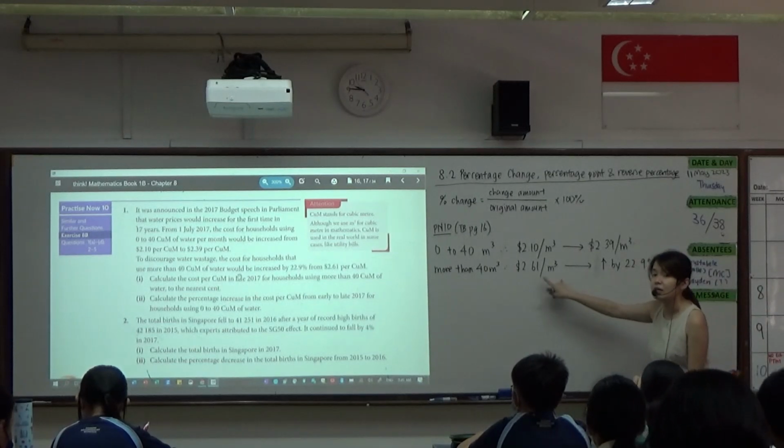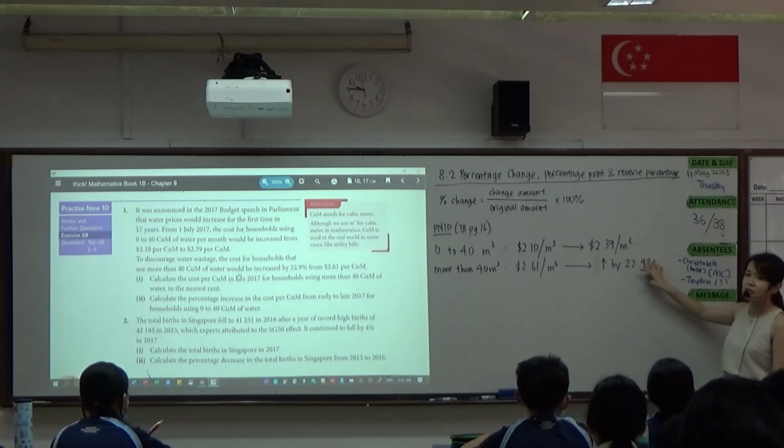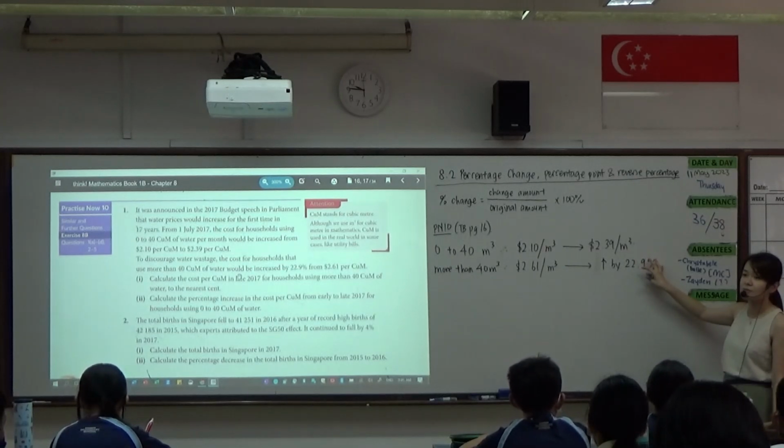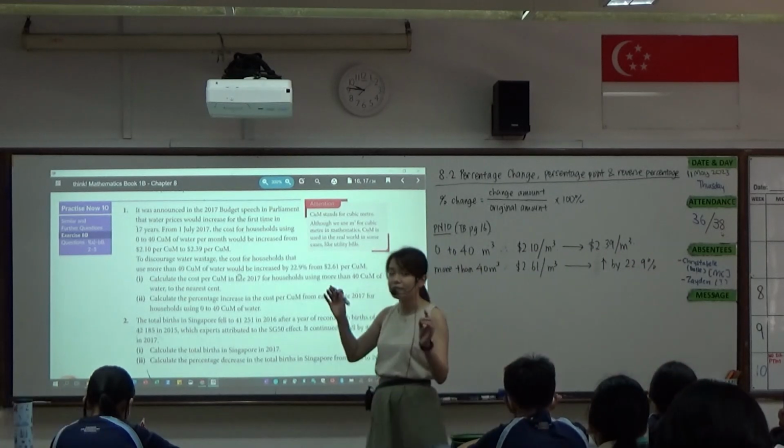Original is 120. After that, we increase by this amount. How many percent are we looking at? Can I get a general response? It should be 122.9, right? Original 100 plus this 22.9. Okay, so we need to have that awareness.